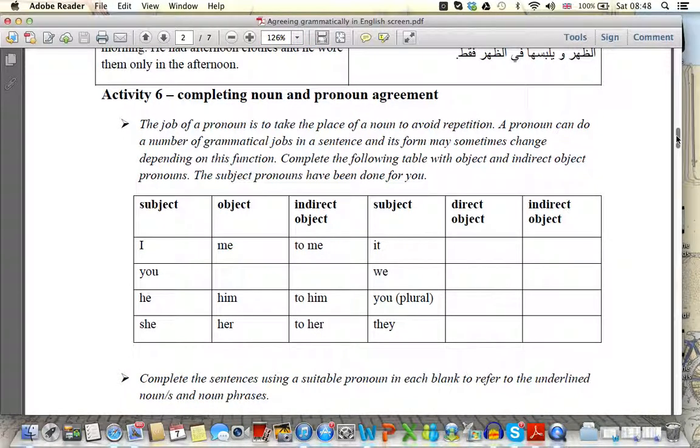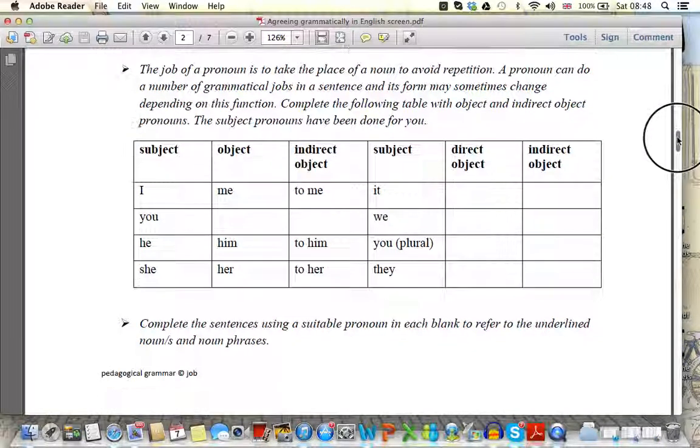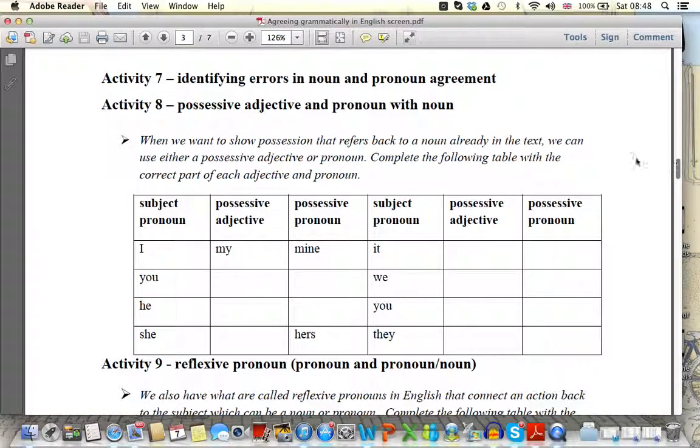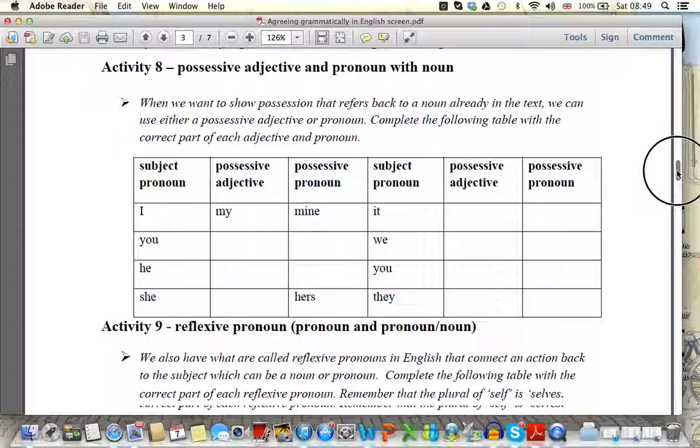Now it's important for you to revise the pronouns, so you can look here, I is a subject, me an object, to me, and so on. And you can do the activities related to these in the worksheet. We also have what are called possessive adjectives and possessive pronouns. So we have I, my, mine, you, your, yours, and so on. And you can review these and do the activities.